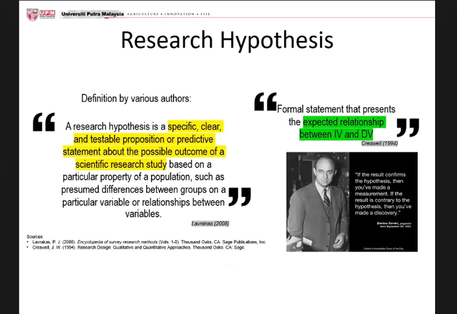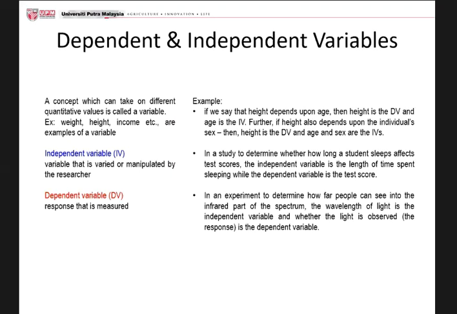So a research hypothesis, I think you already learned about it. Definition by various authors: a research hypothesis is a specific, clear, testable proposition or predictive statement about the possible outcome of a scientific research. A formal statement that presents the expected relationship between the independent variable and the dependent variable. And then you've got an example here. Independent variable is varied or manipulated by the researcher. Dependent variable is the response that is measured.